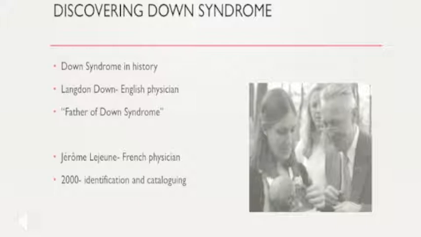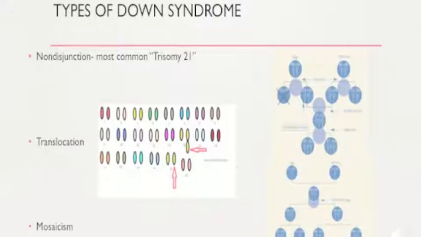Down syndrome had been depicted in early art, literature, and science, but it was not until the late 19th century that Langdon Down published a description of a person with Down syndrome and became the father of this syndrome. In 1959, Jerome Lejeune identified it as a chromosomal condition. He found that there were 47 chromosomes in each cell. In 2000, scientists identified and cataloged each of the 329 genes on chromosome 21, which helped motivate research from this point onward. There are three types of Down syndrome.